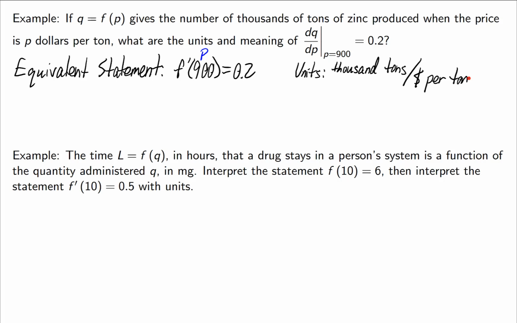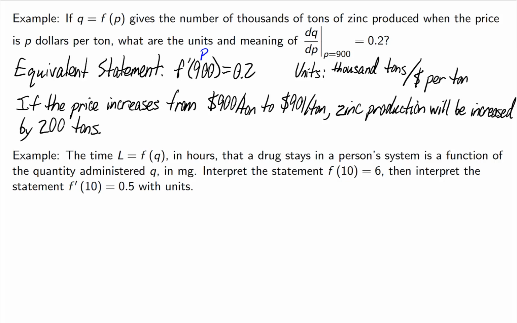So basically what we need to think about is the next dollar per ton. Some sort of change in price is what we're looking at here. So I'm not going to call it the 901st dollar. Let's look at it as an actual change from $900 per ton to $901 per ton, because again, we're always thinking about next. If the price increases from $900 per ton to $901 per ton, that's the next part, zinc production will be increased by 200 tons.